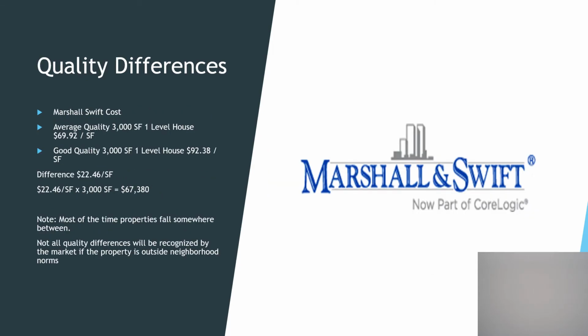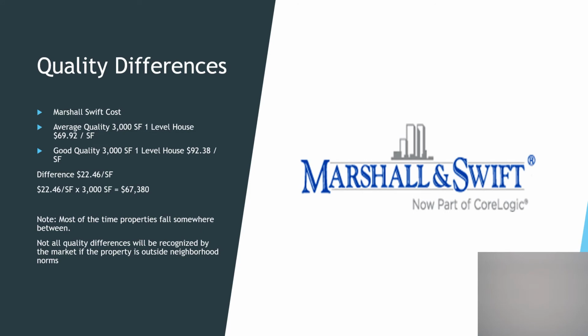Quality is another essential element that has a significant impact on the price that someone will pay for a property, and it can be rather difficult because we find that homes generally do not fall within an average or good quality rating. It's usually somewhere in between. We do find, though, that the price difference based on some of the national cost sources suggests that there can be dramatic differences in cost from one quality category to the next.